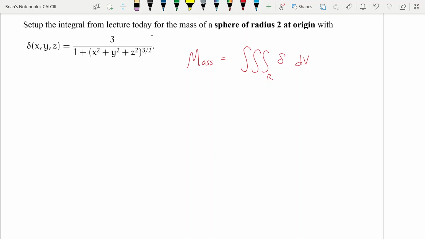The hardest part is going to be taking our bounds, and then we're just going to plug our density function into our integral and solve that. So we want to do probably spherical, as we did in lecture. So mass is equal to, we'll start with the three bounds. We've got our density function. And then remember for spherical, it's rho squared sine of phi, d rho, d phi, d theta.